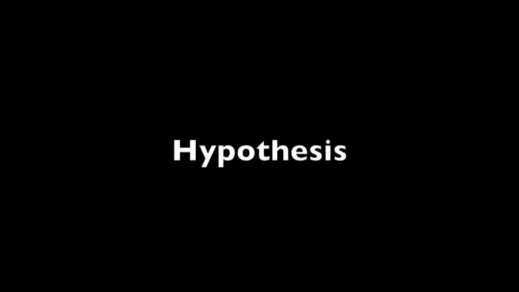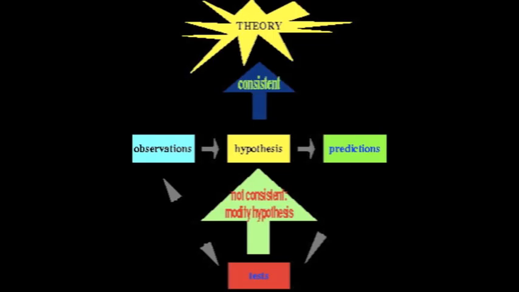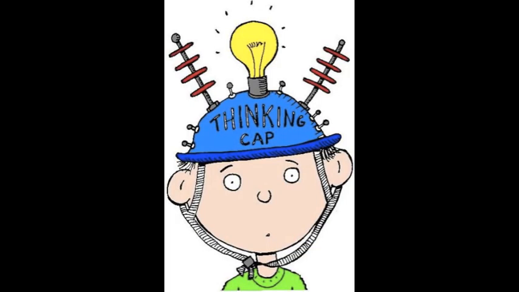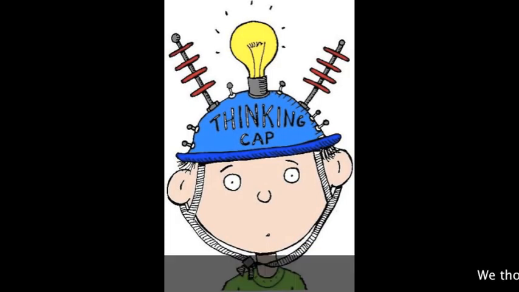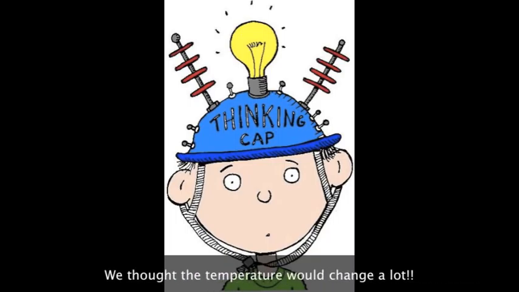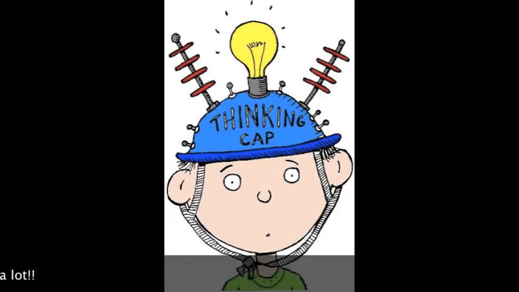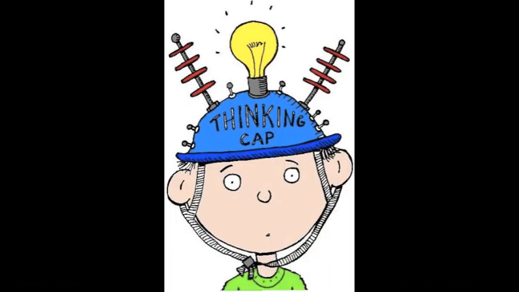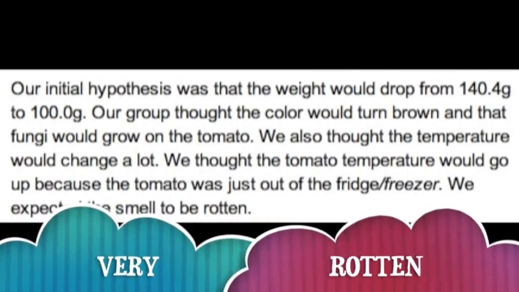Our initial hypothesis was that the weight would drop from 140.4 grams to 100 grams. Our group thought the color would turn brown and that the fungi would grow on the tomato. We also thought the temperature would change a lot. We thought the tomato temperature would go up because the tomato was just out of the fridge. We expected the smell to be rotten.